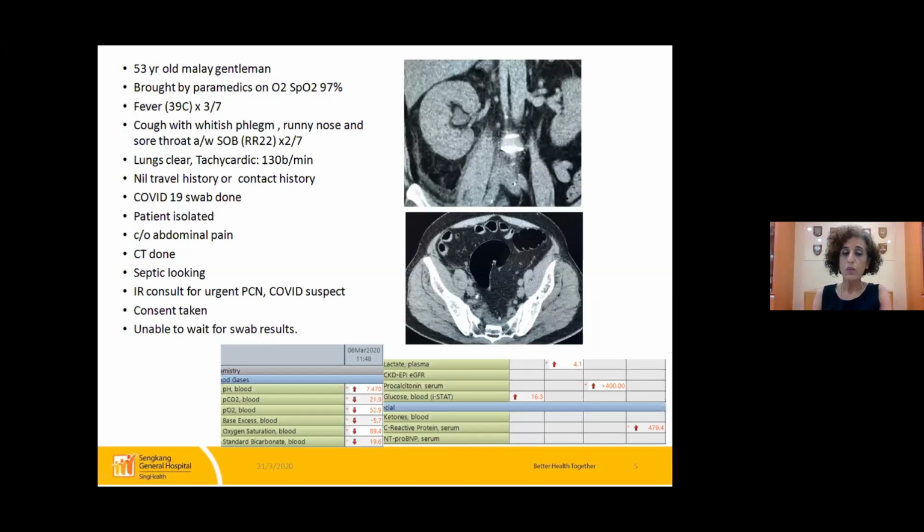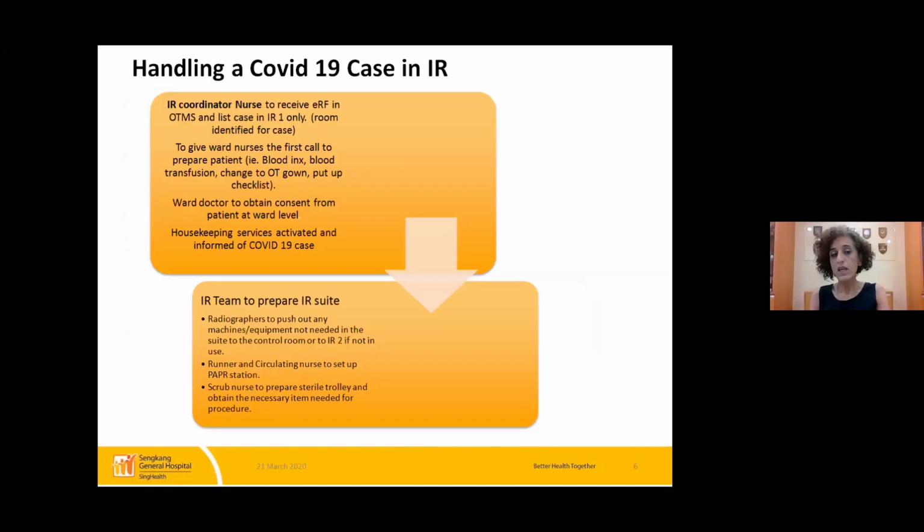And what we do is that once we decided that this case was going to be done, the case is highlighted in our electronic system. The coordinator nurse will receive the electronic request form. She then lists it into the designated room it needs to go because we are an entirely electronic-based medical record system.